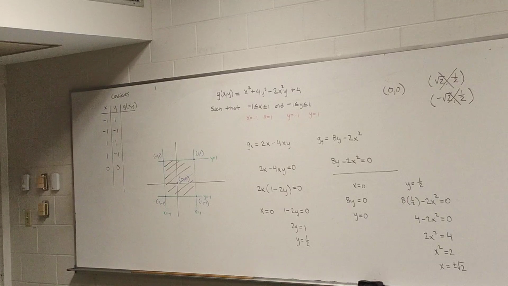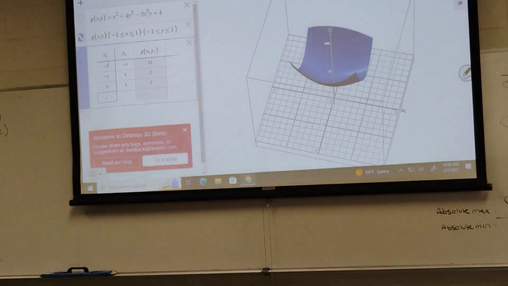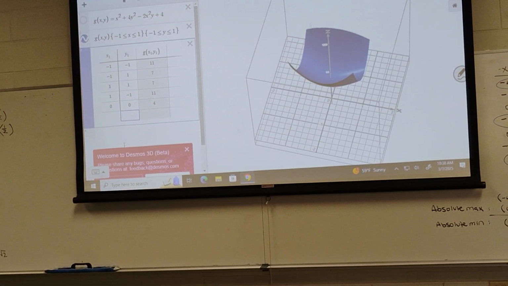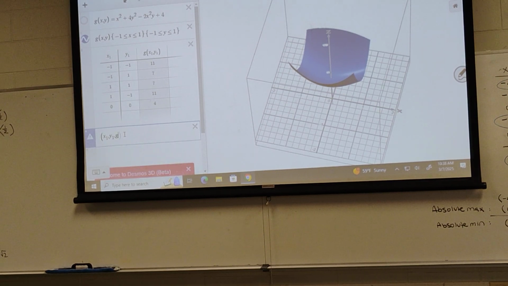You're going to want to enter a z for g of x sub 1, y sub 1. And then, just for exercise, I'm going to have it plot all of the candidates that we have so far. These are not all of them.